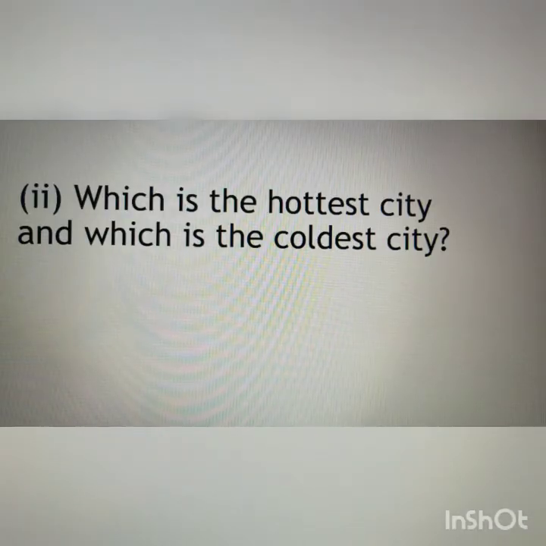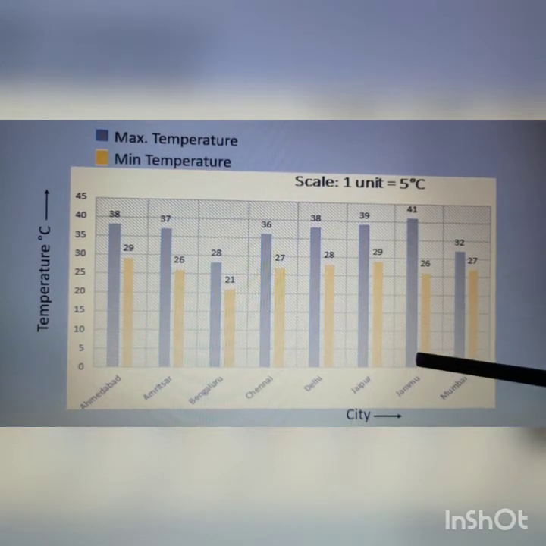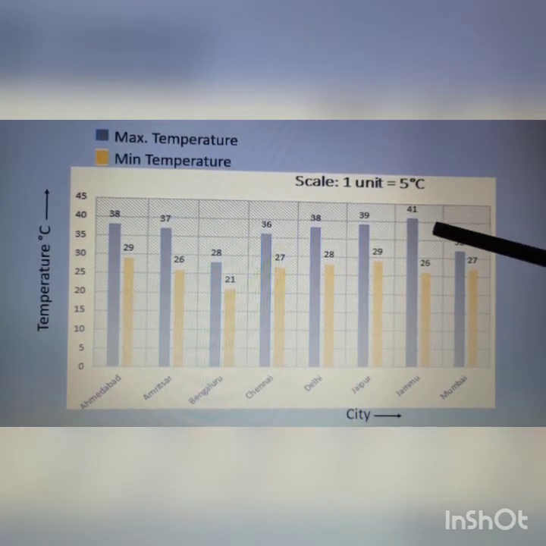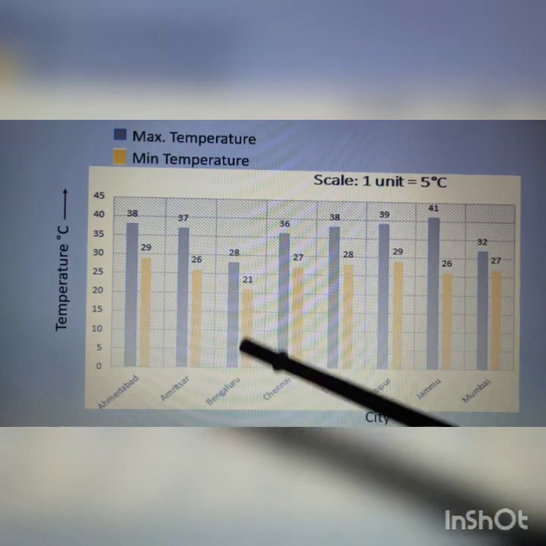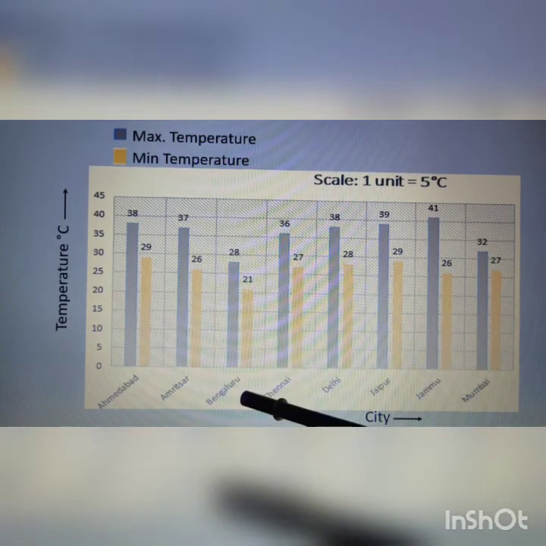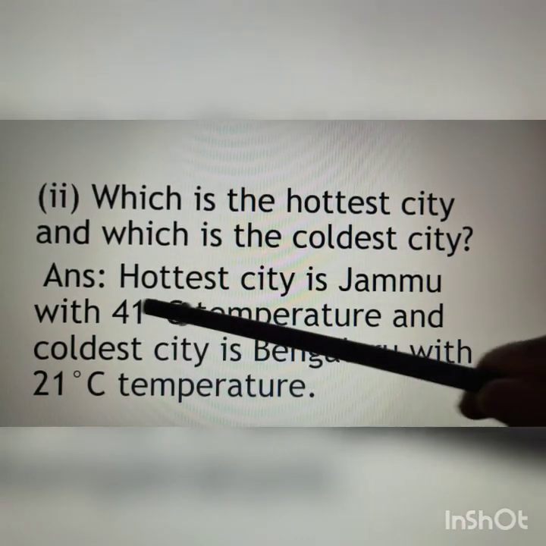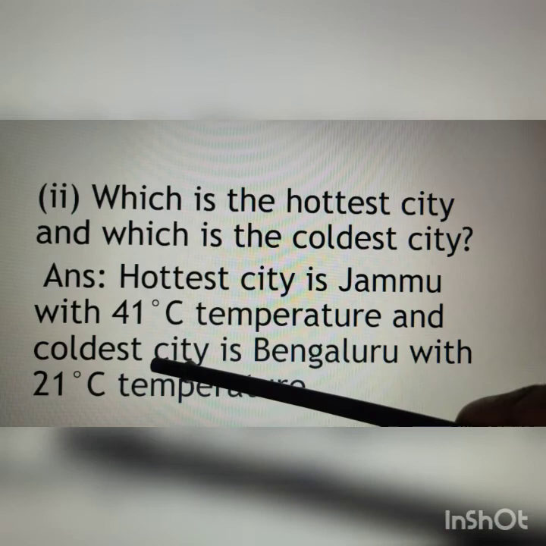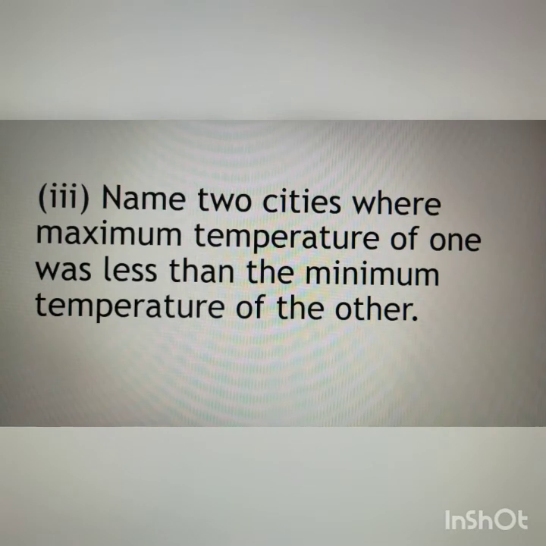Question number 2. Which is the hottest city and which is the coldest city? The tallest bar of maximum temperature is the bar of Jammu, 41. So it is the hottest city. The smallest bar of minimum temperature among the cities is the bar of Bengaluru. So Bengaluru is the coldest city. So the answer is: hottest city is Jammu with 41 degrees Celsius temperature and coldest city is Bengaluru with 21 degrees Celsius temperature.